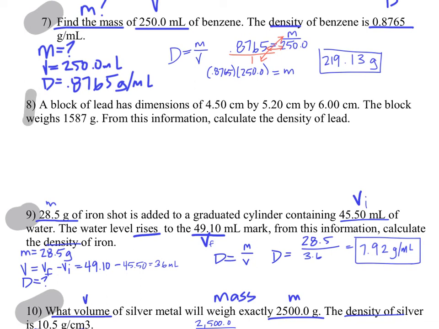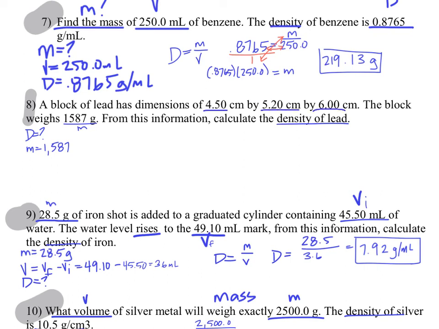Number 8 says a block of lead has dimensions of 4.5 by 5.20 centimeters by 6 centimeters. The block weighs 1,587 grams. From this information, calculate the density of lead. Okay, so it's telling me that I need to calculate the density of lead. Okay, so I know that D is unknown. It says it weighs 1,587 grams. This is mass. Okay, and then it says it's got dimensions of 4.5, 5.2, and 6.